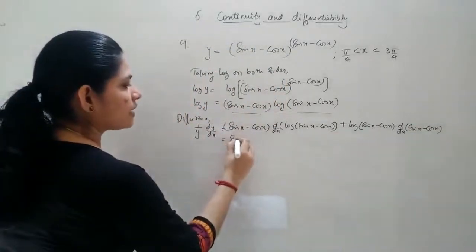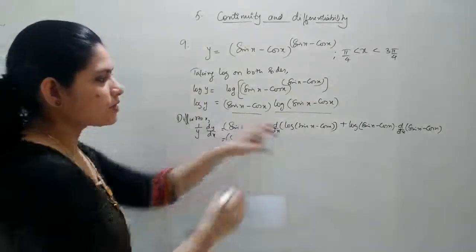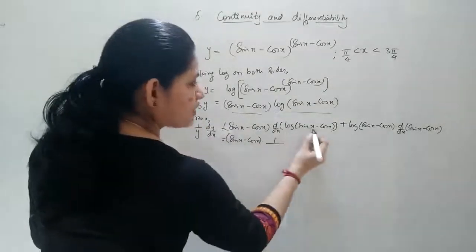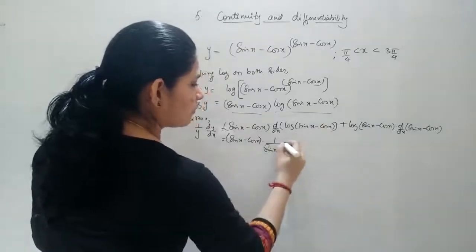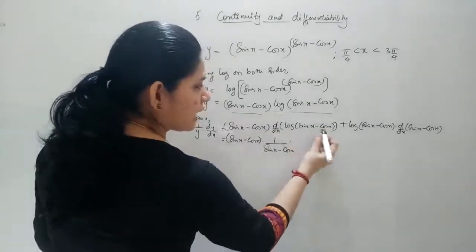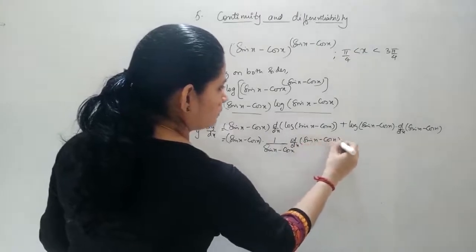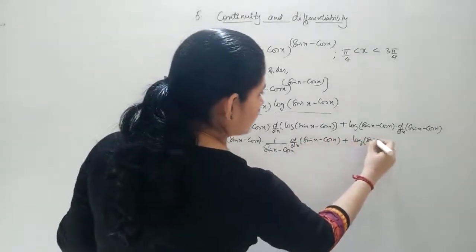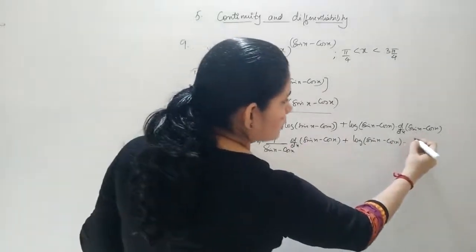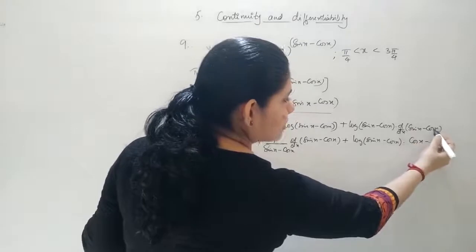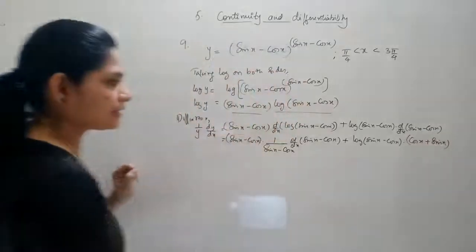So this will give you sin x minus cos x into d by dx of this, which will give you 1 by log of something. So it is 1 by sin x minus cos x, which is acting as the argument of log, into the derivative of sin x minus cos x, plus log of sin x minus cos x into, again, the derivative of sin x minus cos x, which will give you cos x minus the derivative of cos, again minus sin x. So it will be cos x plus sin x.